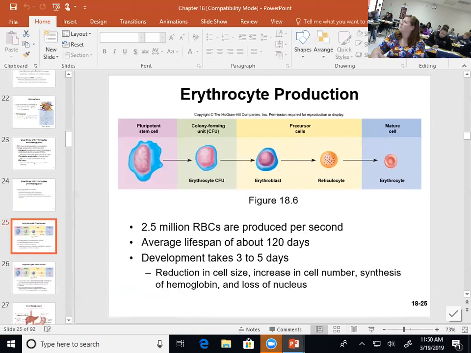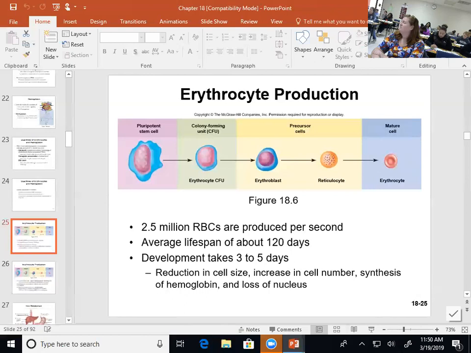Now let me ask you this. As this cell is maturing, it's going to get rid of its nucleus. Because right now, do you think this early immature red cell can actually function by delivering gases yet? No, it would be like putting a kindergartner in the OR to do the operation. This is not going to work yet, okay?